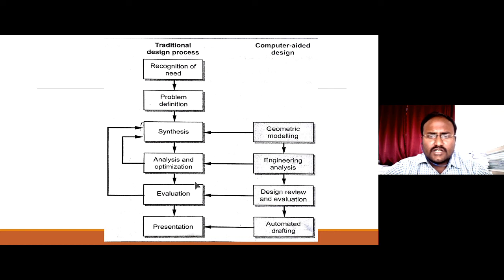But in computer design, each and every stage is recorded on the computer. For example, in synthesis, geometrical modeling is used. In geometrical modeling, you can easily do the engineering analysis, and then you can add the design review and evaluation, and also you can easily modify the drawings. Compared to the traditional design process, computer design is very accurate.